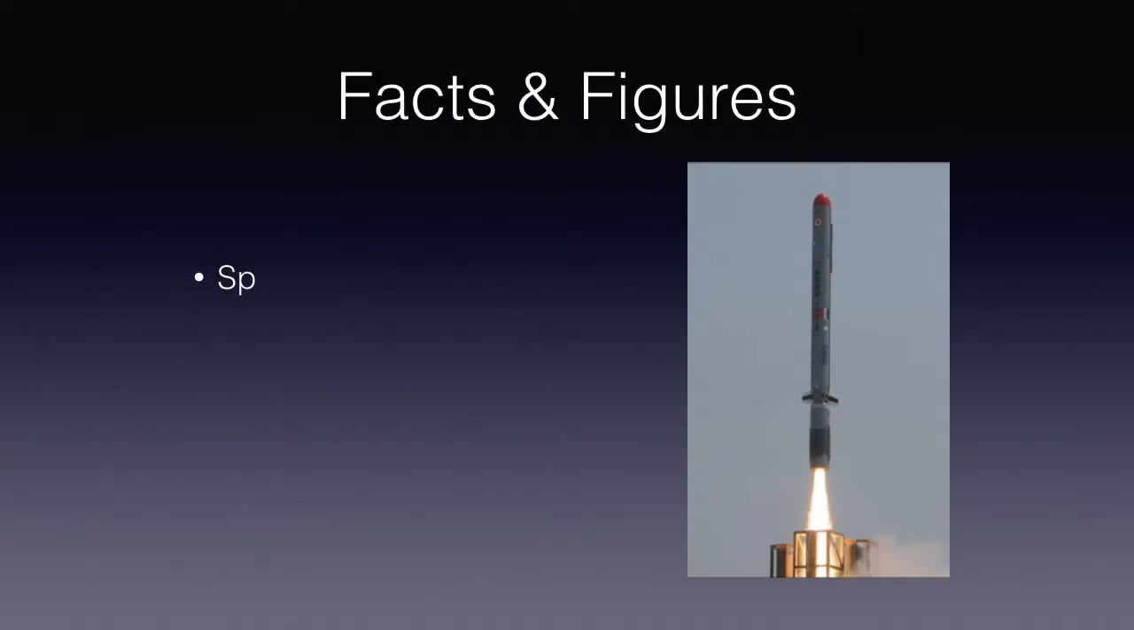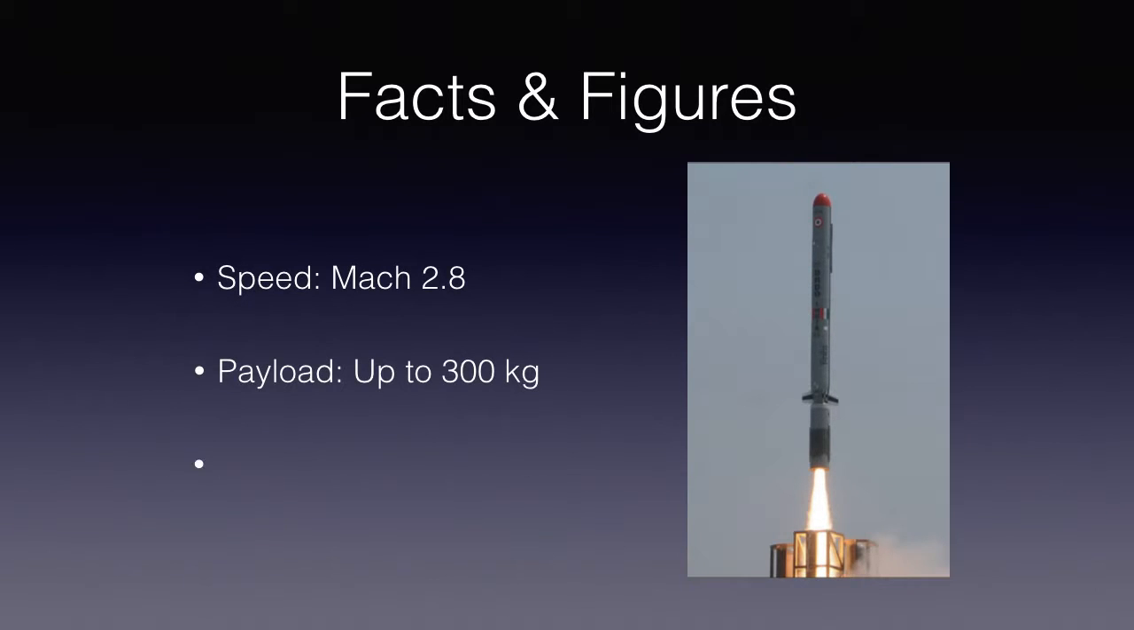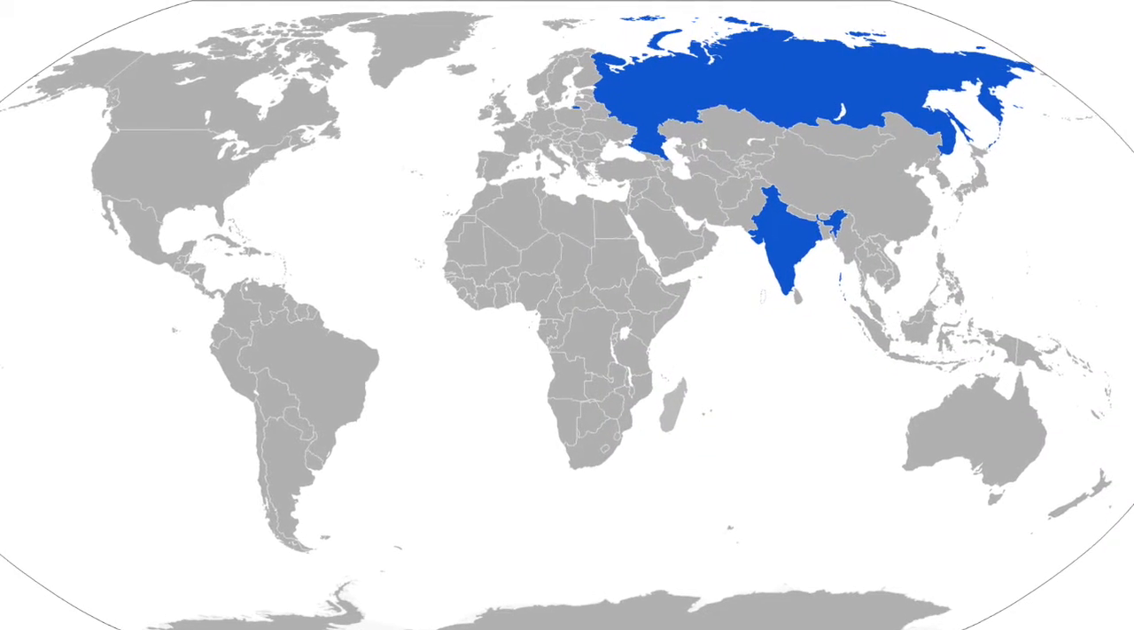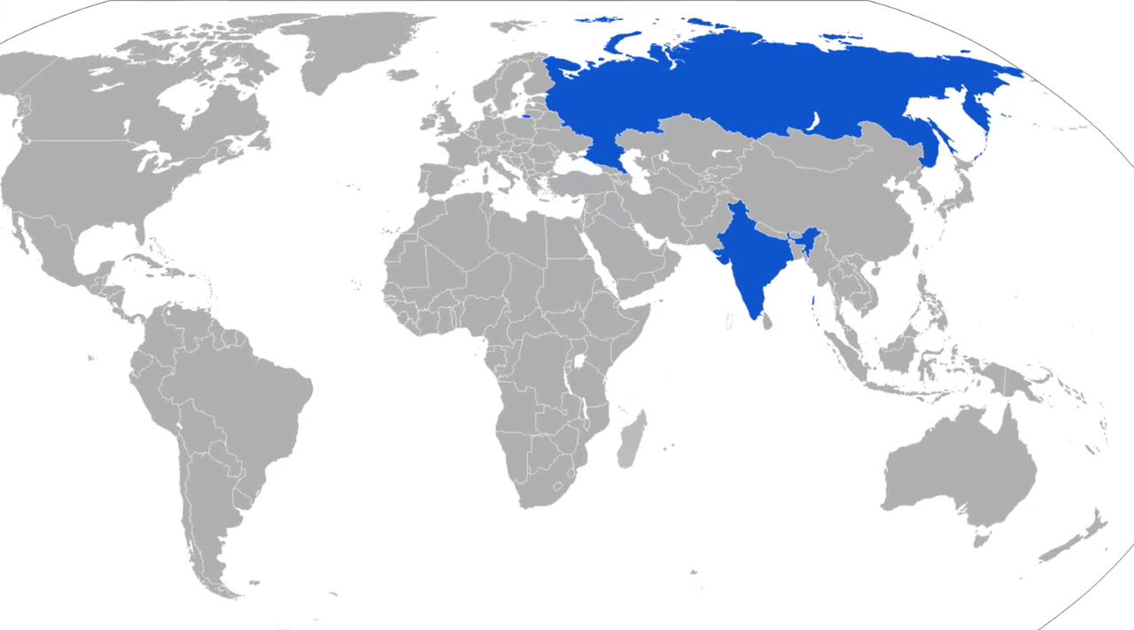This is the Indian Brahmos cruise missile. It flies around Mach 2.8 and can carry a 300 kilogram payload about 290 kilometers. It is mainly used by India and some other countries as a surface-to-surface anti-ship missile. It has two firing modes.